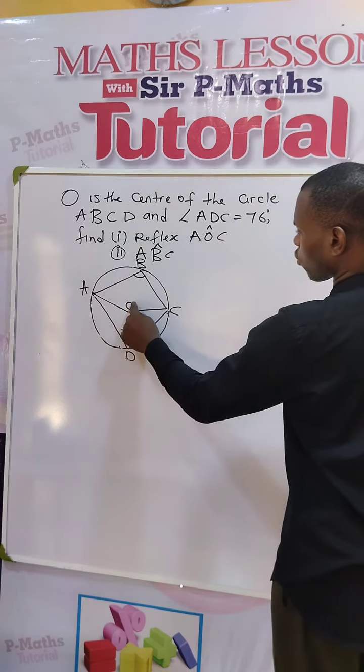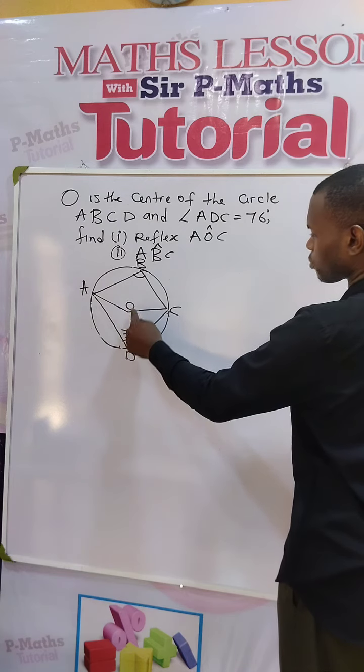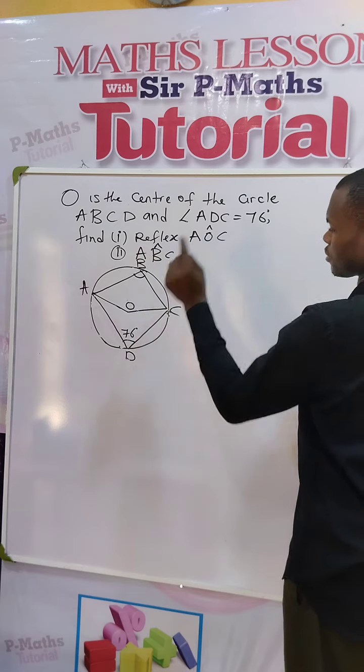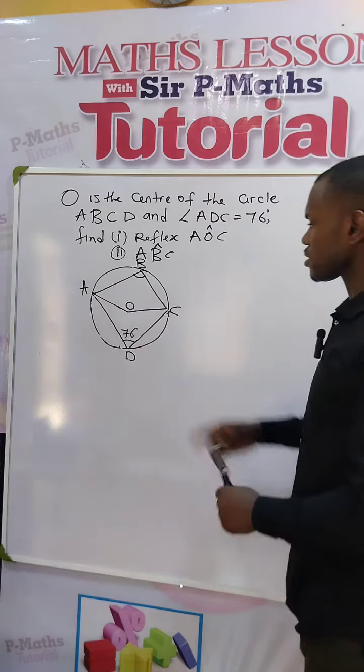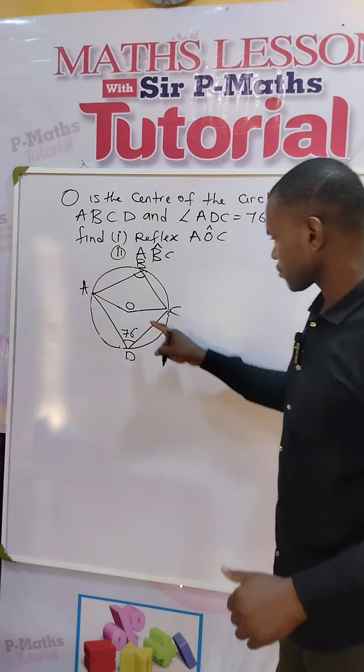This is AOC. The reflex is the angle behind. The one inside there is the obtuse. This is the reflex. And also we are looking for ABC, the angle at this position, ABC. So we can easily find this one first. And then how do we do that?